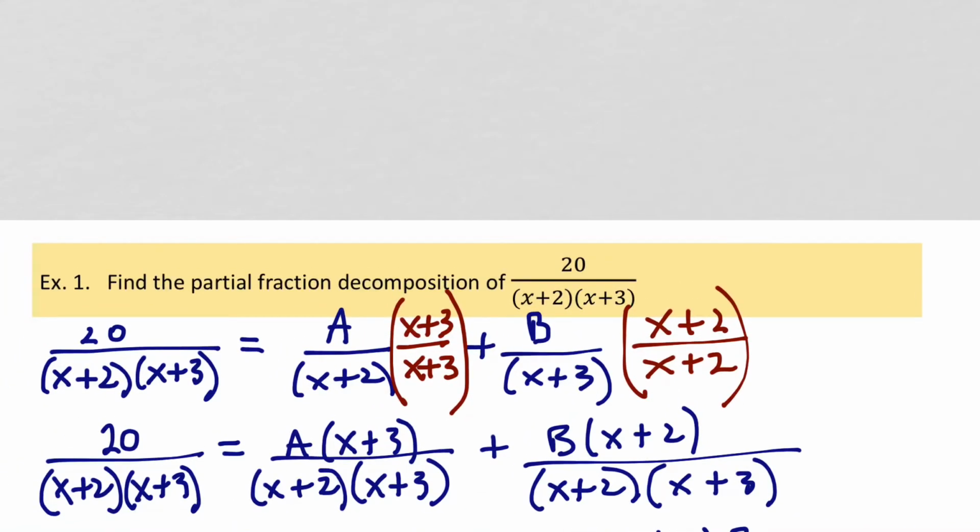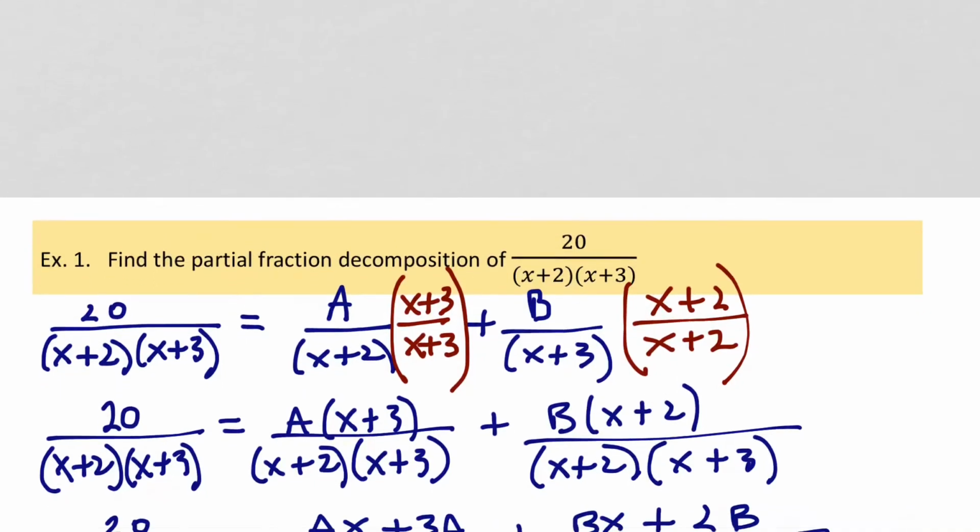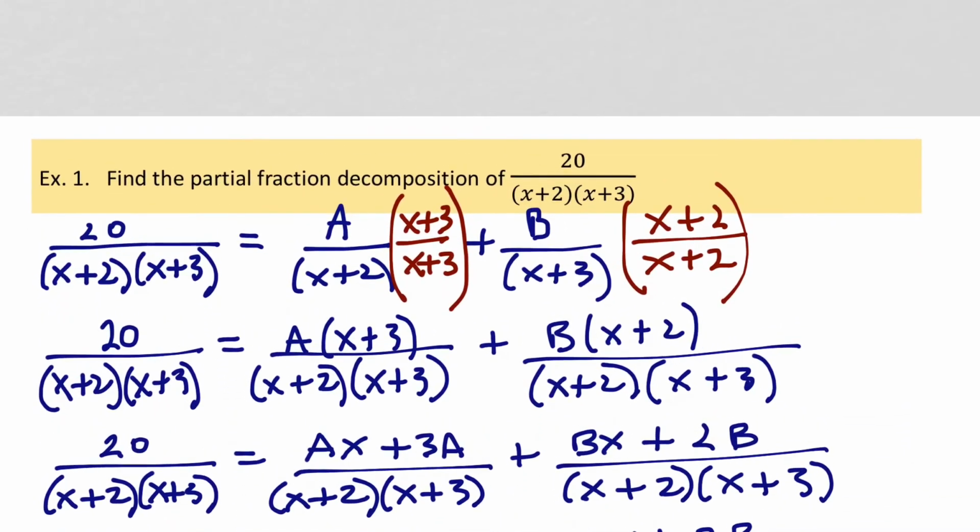Now if I carry that out, I've got this line right here. In the numerator, I've got a times x plus 3 and b times x plus 2, where you can see I have a common denominator all across the board. So we're going to simplify that a little more. I've carried out the distributing here: a times x plus 3 is this, and b times x plus 2 is this.